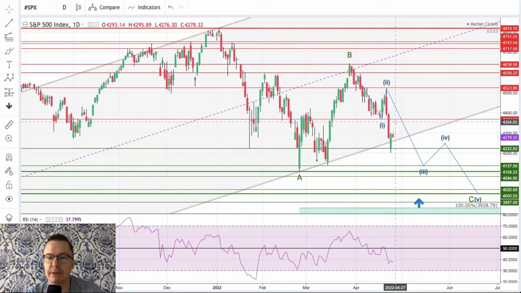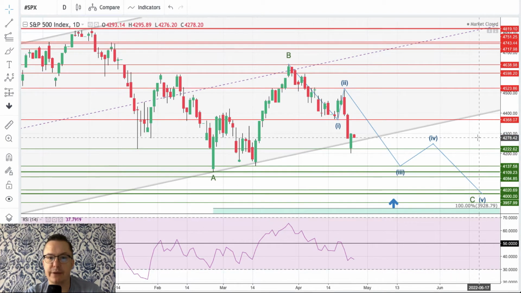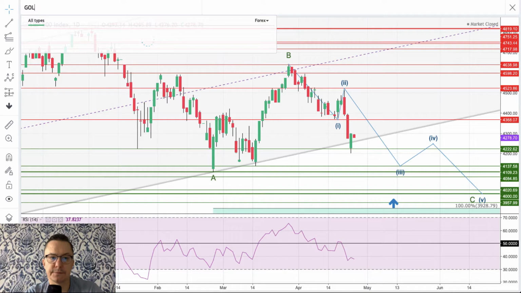We have a nice bounce, and now we are waiting for this market to continue the down move in wave 3, then wave 4, and wave 5. So this is how the S&P 500 looks. Outlook is bearish. Let's take a look at gold.